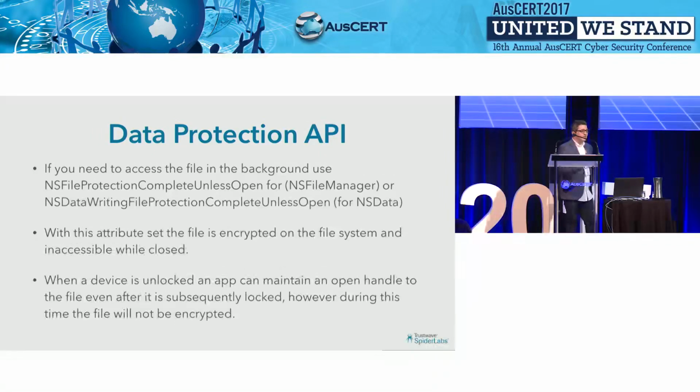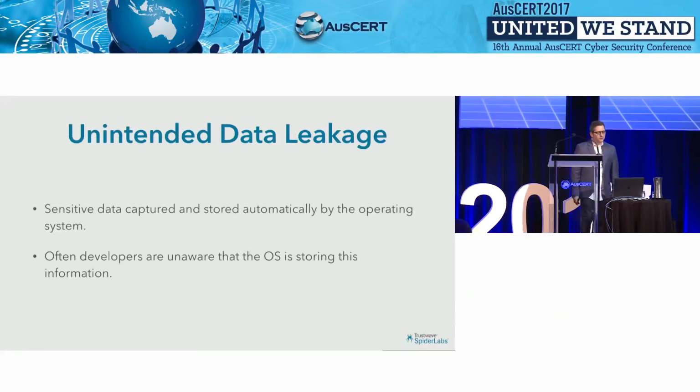If you do need to access the file in the background, use NSFileProtectionCompleteUnlessOpen, and NSDataWritingFileProtectionCompleteUnlessOpen for NSData. The file is encrypted on the file system and inaccessible when closed, like when the file is closed. But when the device is unlocked, an app can maintain an open handle to the file even after it's subsequently locked. However, during this time, it will not be encrypted, so you just need to pick the right one.